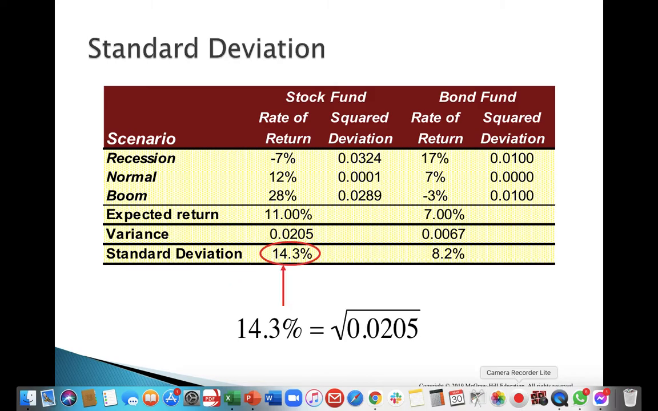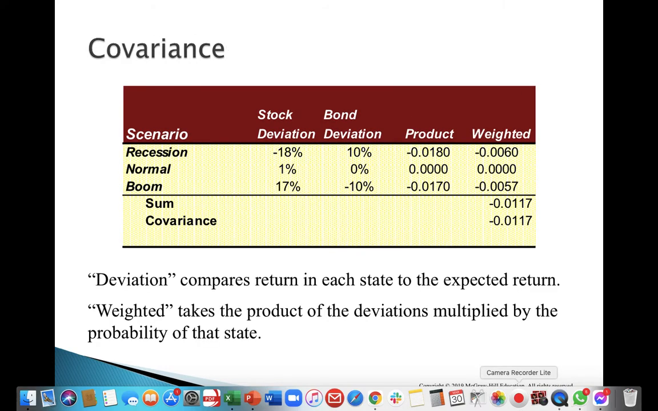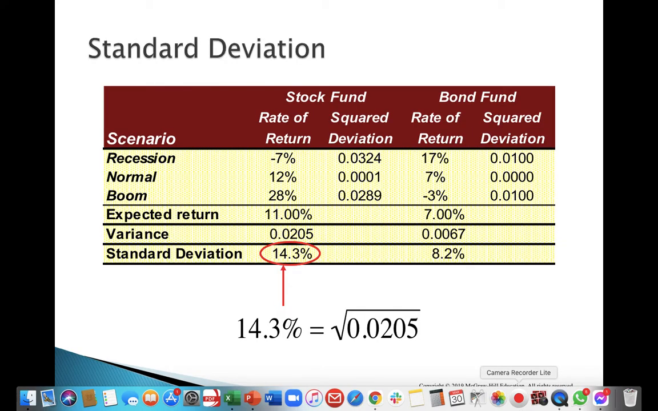This we have done for whom? For individual securities. We have done it for the stock fund and for the bond fund. Now we will calculate the covariance between stock fund and bond fund. How do we do that? We calculated squared deviations in the previous slide. Now we will not square the deviation; simply we will take the deviation from the expected return.